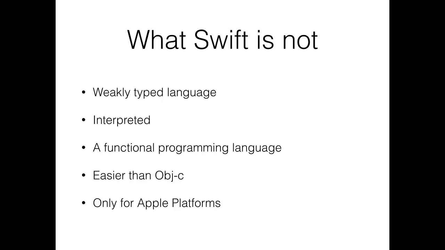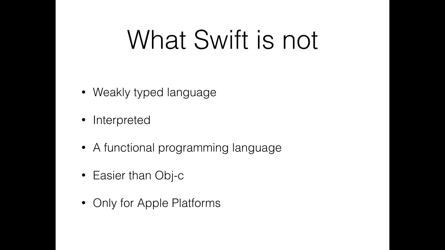So let's take some myths out. What Swift is not: it's not a weakly typed language, although sometimes if you have looked into some code, it might seem like it is. It's not interpreted, so it's not like Python. You have to compile it.